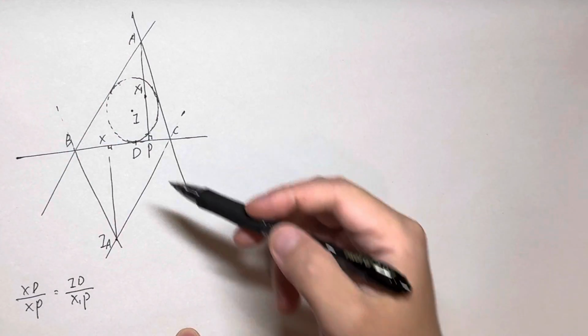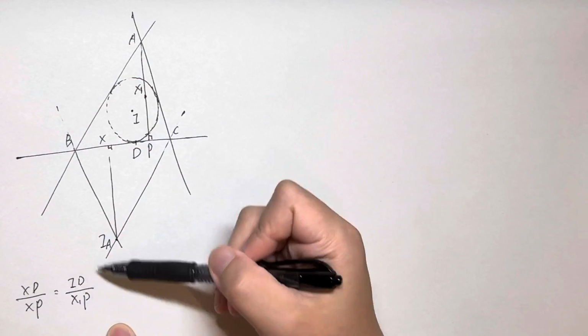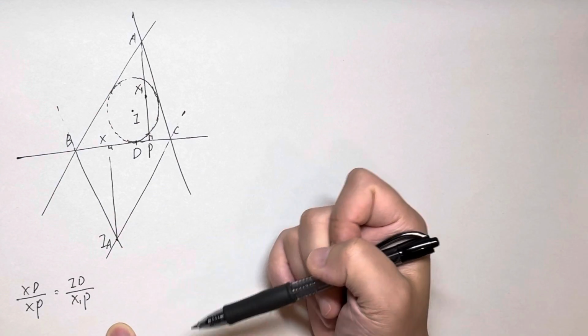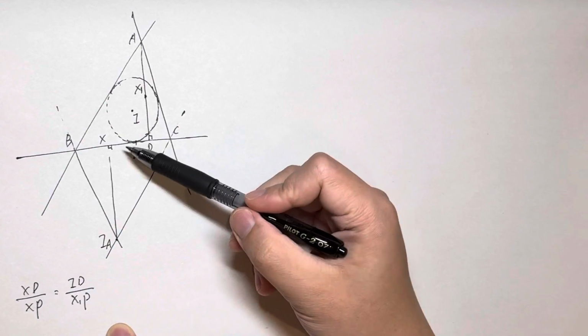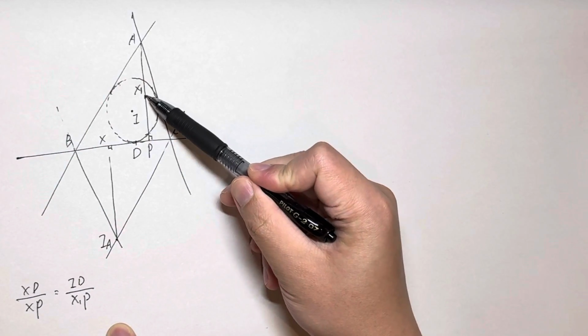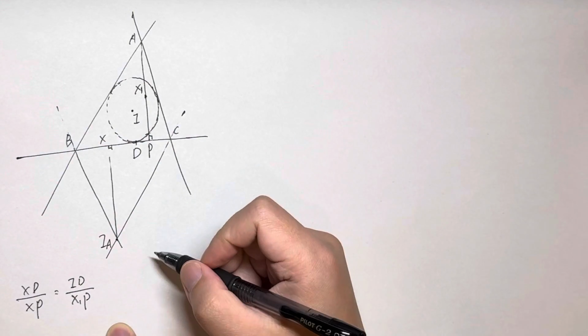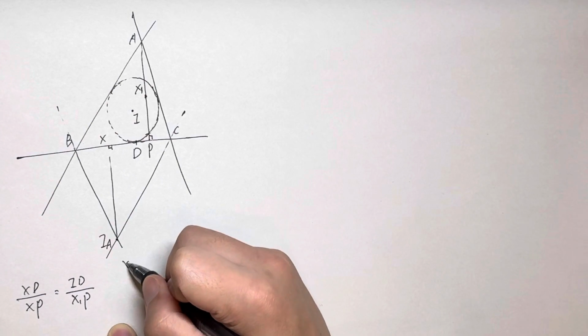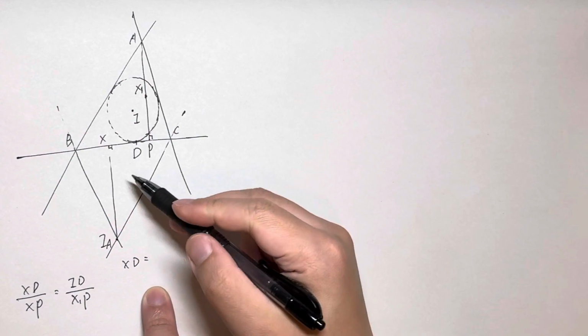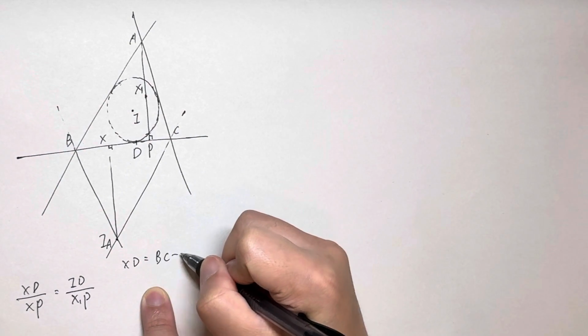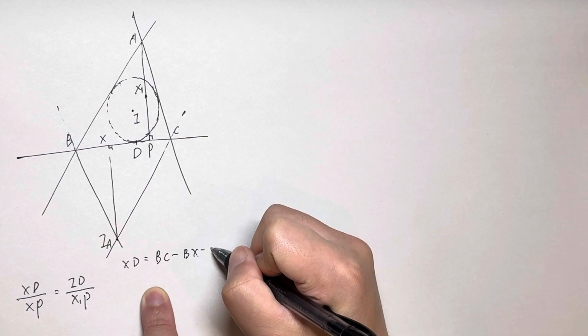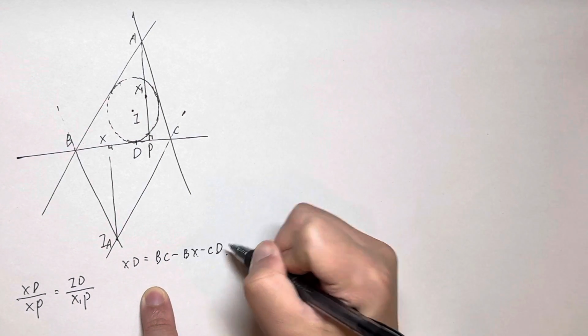So the question is, can we prove this? If this is valid, then X, I, X1 are collinear. Now let's see, what is XD? XD equals BC minus BX minus CD, right?